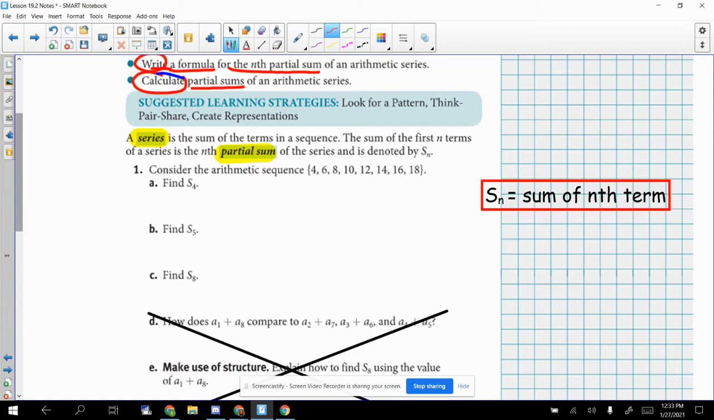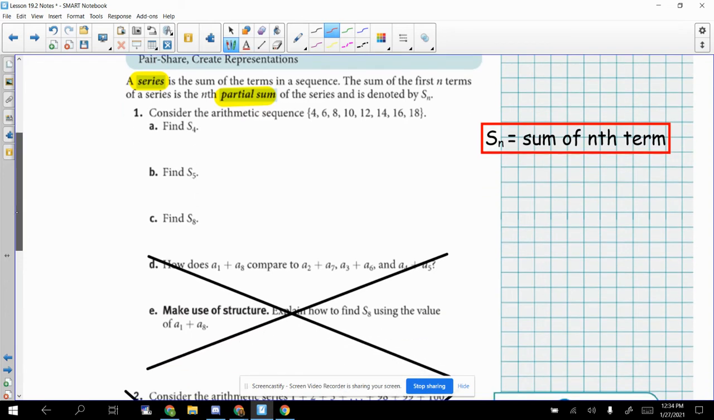The sum of the first n terms of a series is the nth partial sum of the series and is denoted by this here, S sub n is how that's pronounced. Okay, so S sub n equals the sum of the first n terms. So that means this here, S sub 4, means that it wants you to find the sum of the first 4 terms. So in this case, you would just add 4 plus 6 plus 8 plus 10.